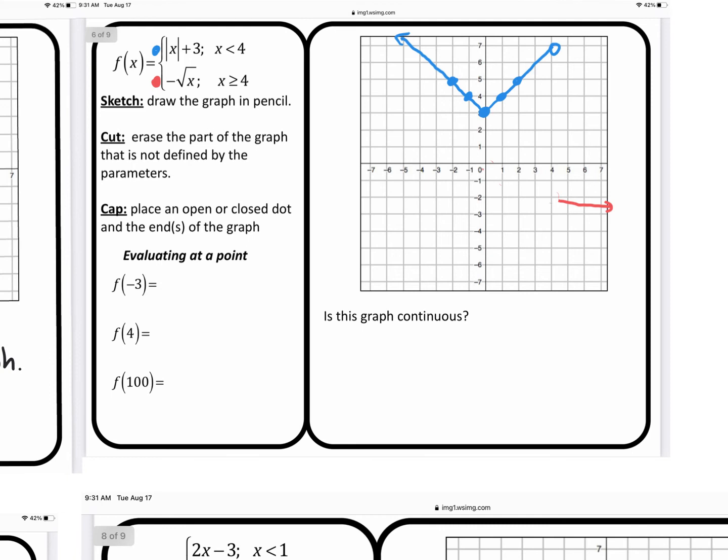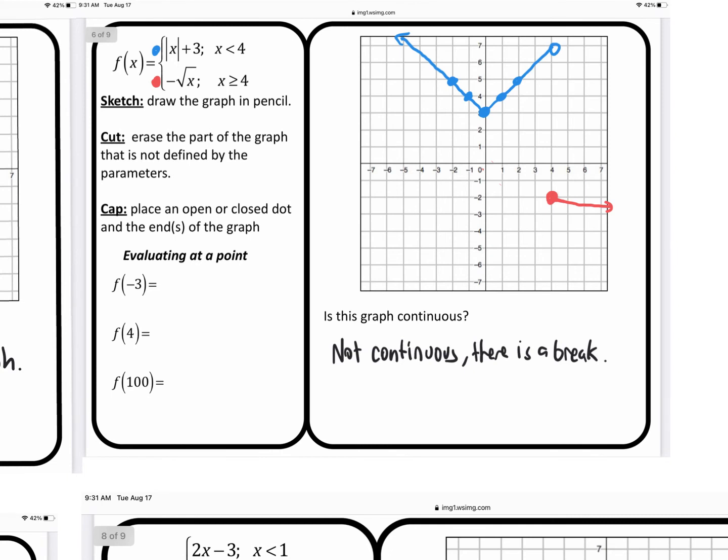So I'm going to get all that out of there. And then the cap is going to be a solid dot, because we have a greater than or equal to sign that we can see right here. And then we put this right here. And that's our graph. Strange looking thing, but it is what it is. Okay, so is the graph continuous? And the answer is no, because you can see that there is a break right here. And so it is not continuous.